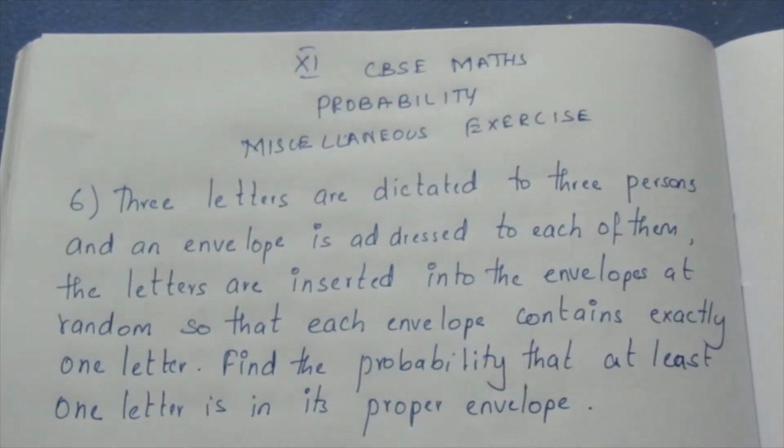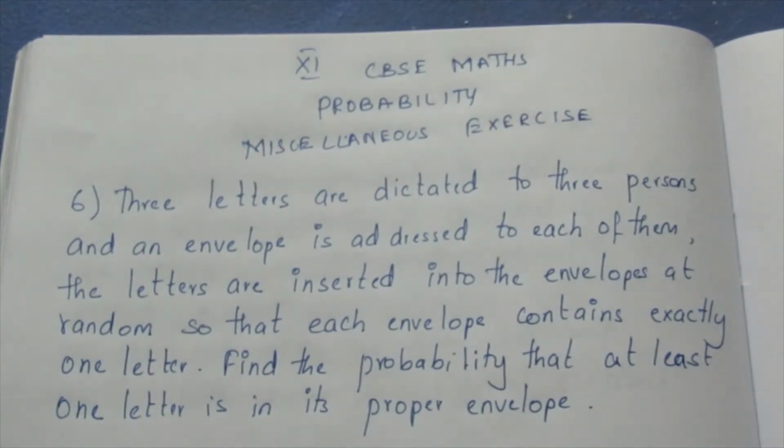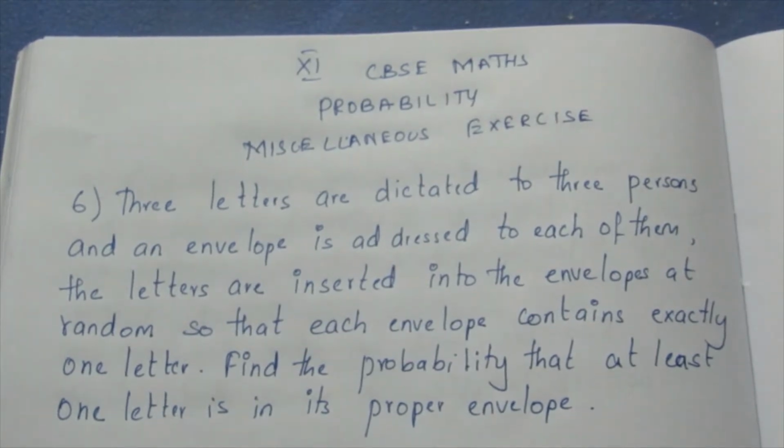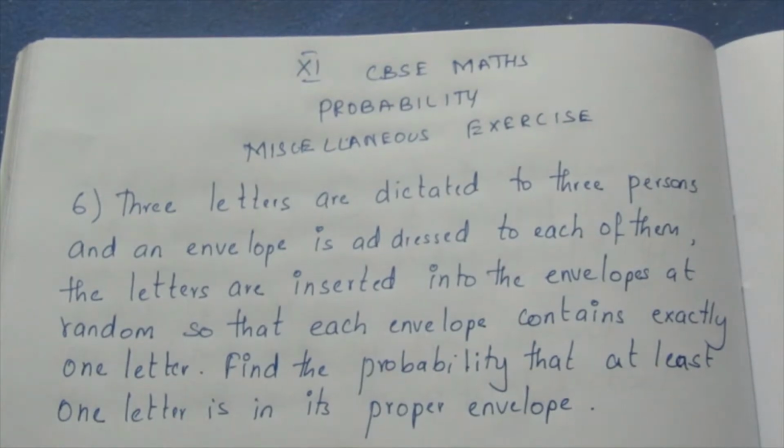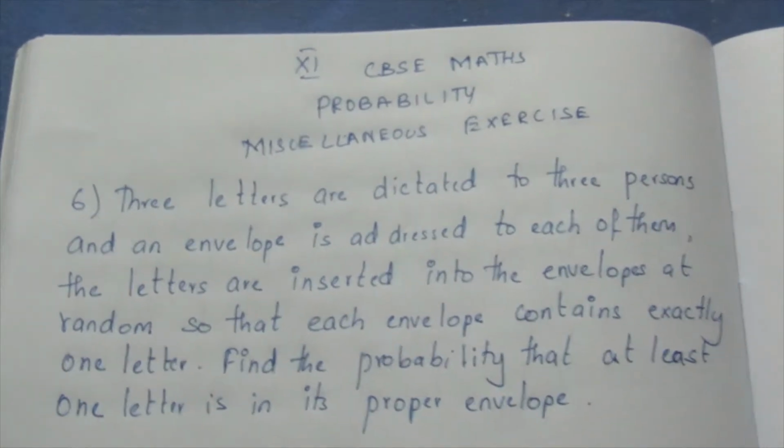Today we are going to see 11 CBSE Maths Probability Miscellaneous Exercise question number 6. Let's see the question. Three letters are dictated to three persons and an envelope is addressed to each of them. The letters are inserted into the envelopes at random so that each envelope contains exactly one letter. Find the probability that at least one letter is in the proper envelope.